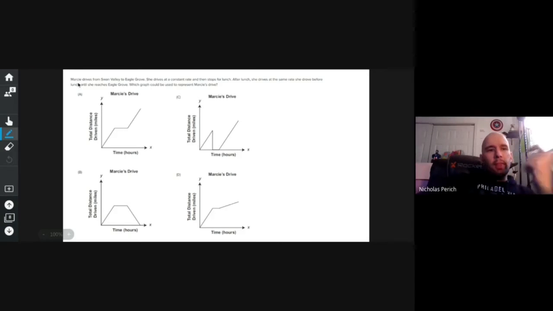Marcy drives from Swan Valley to Eagle Grove. She drives at a constant rate and then stops for lunch. After lunch, she drives at the same rate she drove before until she reaches Eagle Grove. Which one of these could be used to represent Marcy's drive? She's driving at a constant rate, she stops for lunch, and she's driving at the same speed.